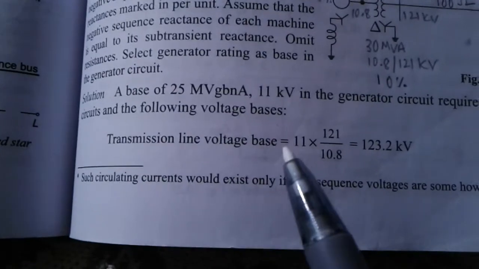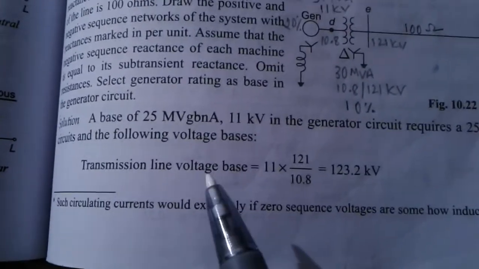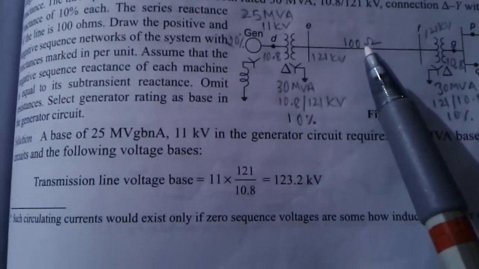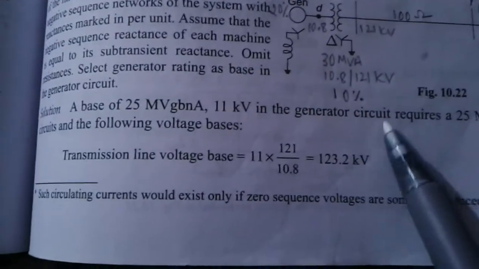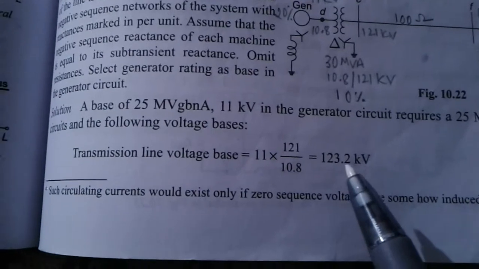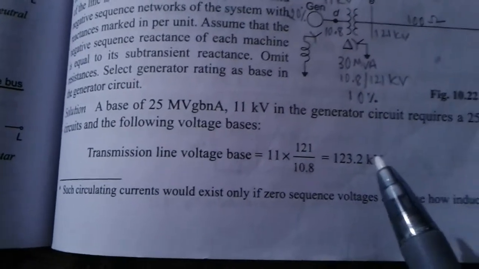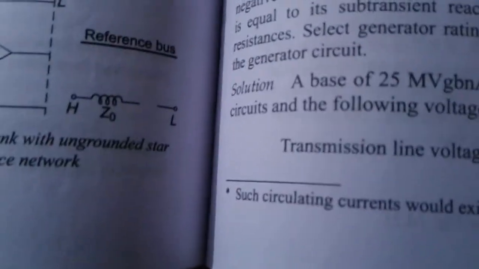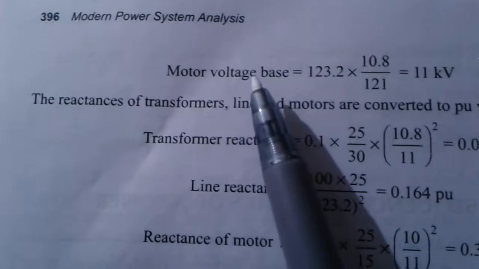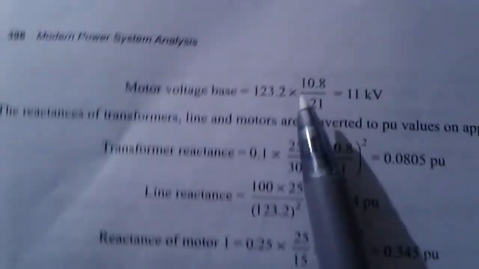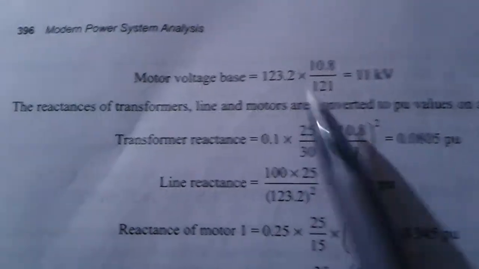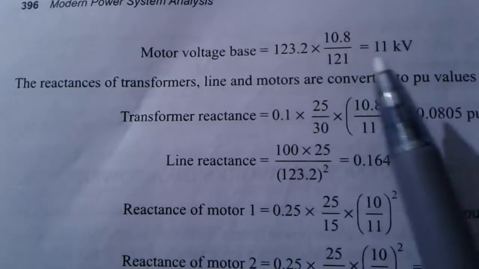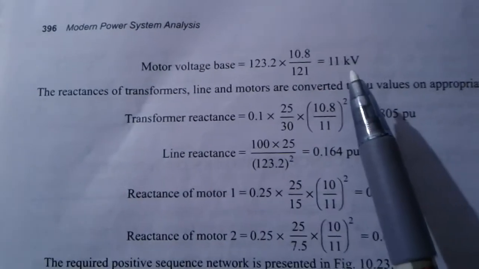Transmission line voltage: we have to find the transmission line voltage, and using the formula we got 123.2 kV. That is the base, and we have to find the reactance for this. Next, the motor voltage base. The same formula that I taught in module 1 and module 2 we have to use. So the motor voltage base we are going to get is 11 kV.